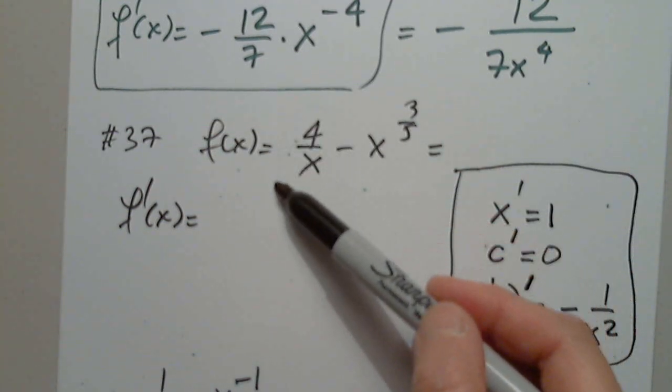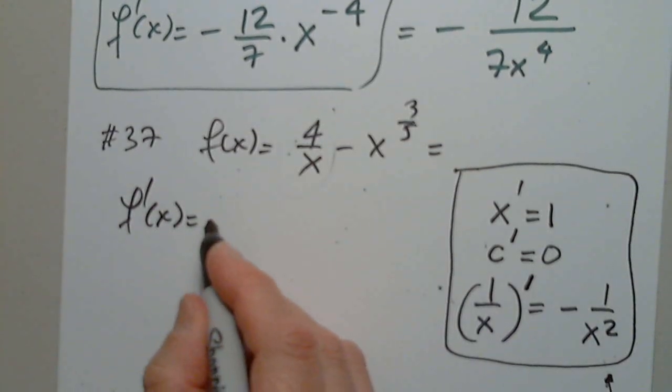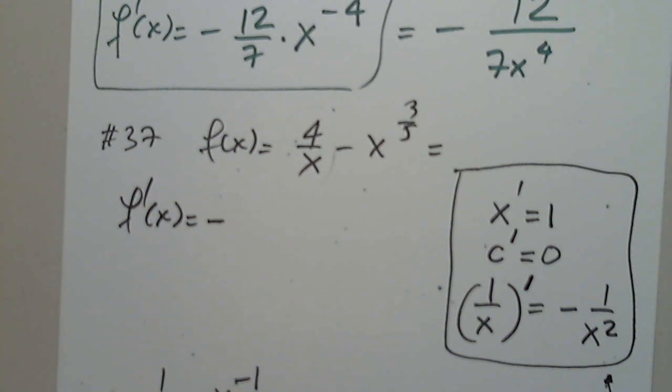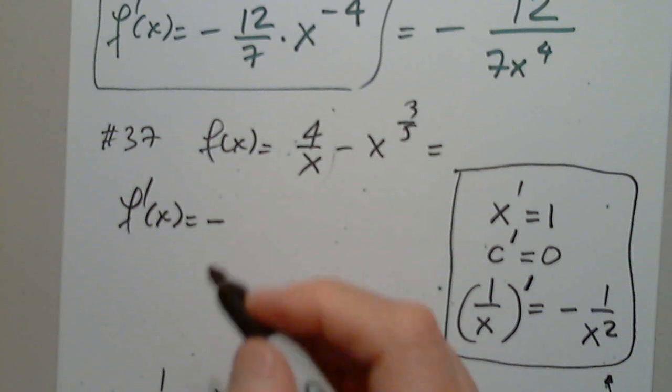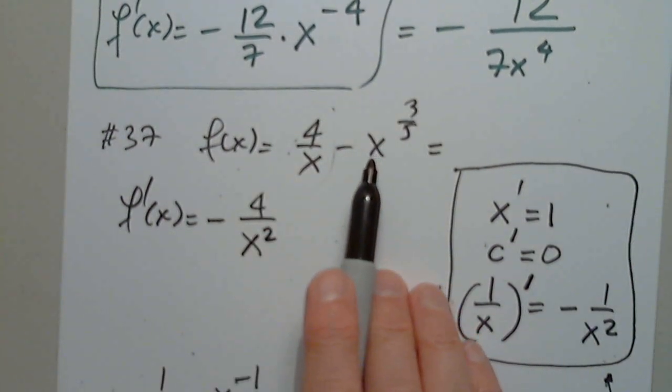So now can anyone differentiate 4 over x? Not 1 over x, same thing. 4 over x prime, what will we get? Can anyone tell us? 4 over x prime will be negative what over x squared? Anyone? Please try. It's okay if you're wrong. Please. Negative 4 over x squared. Of course, that's it.